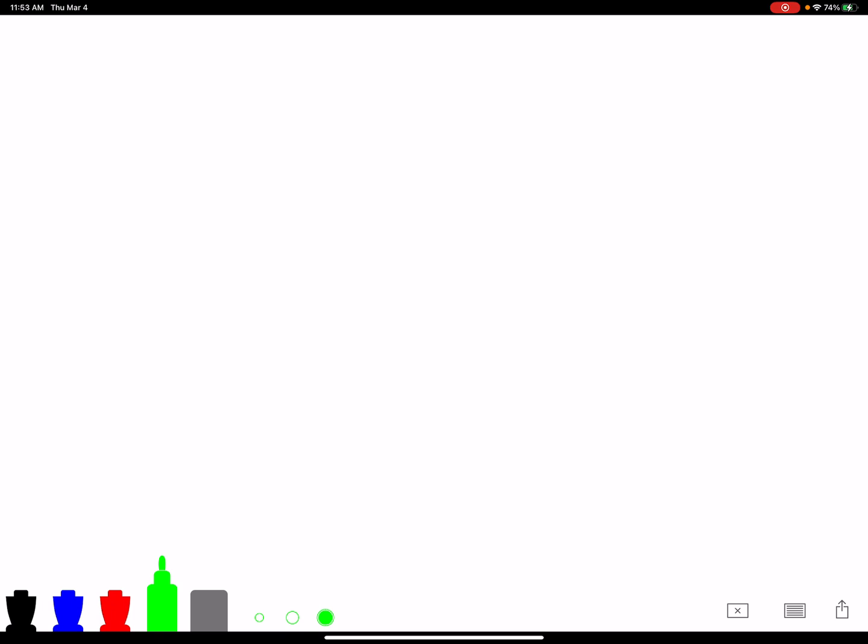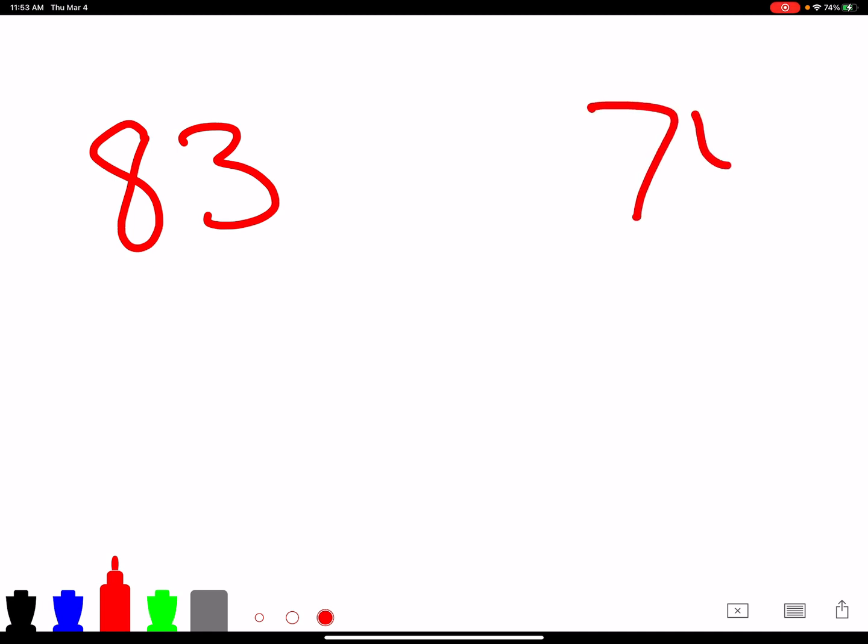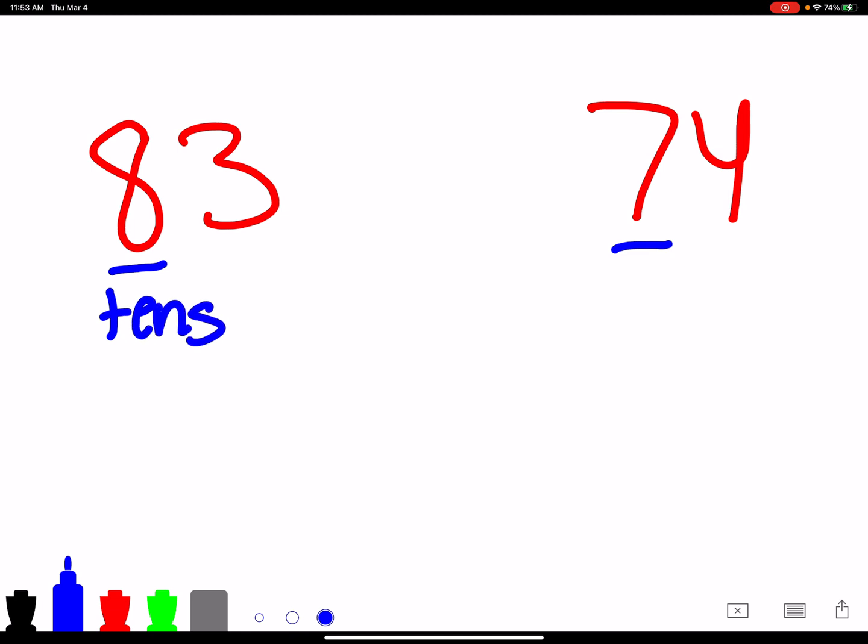So let's review our ones place and tens place. So we have the number 83. And if we have the number 74, and we were going to use a greater than sign or less than sign. So let's see which number is greater. What I like to do is look in the tens place first. So the 8 and the 7 are in the tens place, and then the 3 and the 4 are in the ones place.